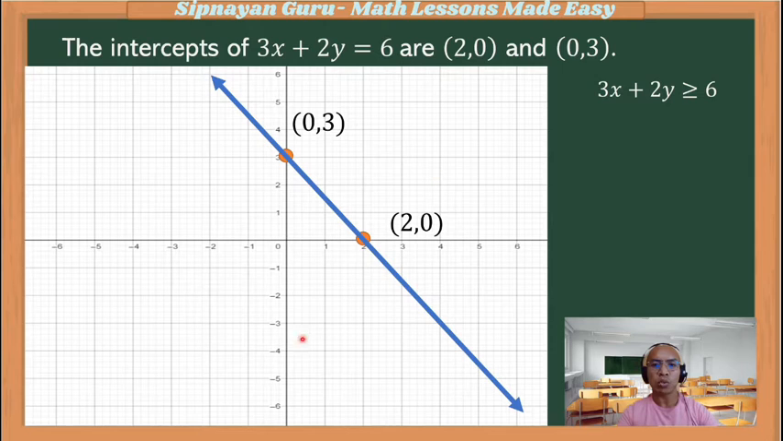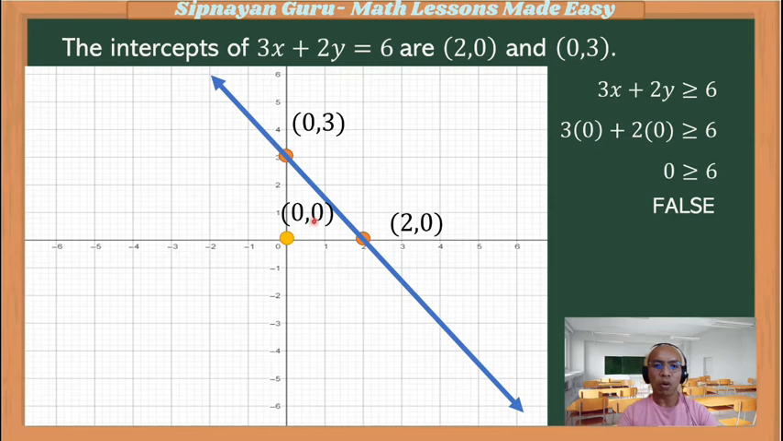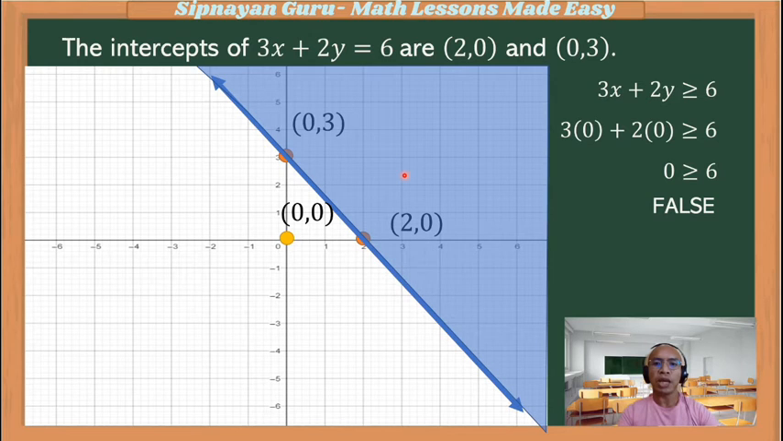So which of these two halves is the solution? We will check using the test point, the origin. So this would be (0, 0). So this is 0 and this is 0. Then 0 greater than or equal to 6. This statement is false since the half plane that contains the test point is false. So we will shade the opposite region. So therefore, this is the solution to the given inequality.